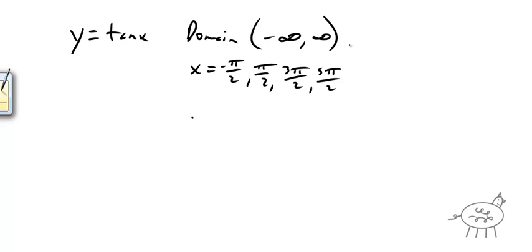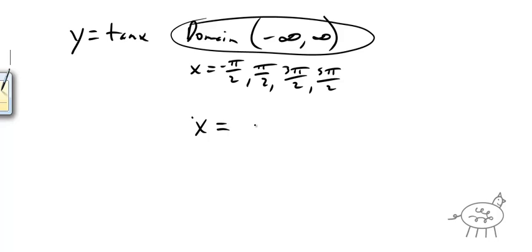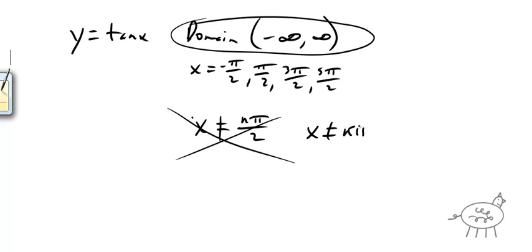And this is what a lot of people want to do. They want to say the domain again is this, but x is not equal to n pi over 2. And this is actually wrong, and the reason it's wrong is because when n is 1, that's great, it's pi over 2, but when n is 2, it's 2 pi over 2, which is pi, and that's not true. All right, so the way you write this is x is not equal to n pi plus pi over 2. Okay, that takes care of it.